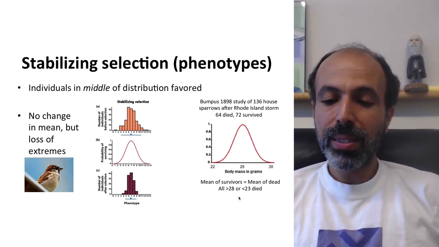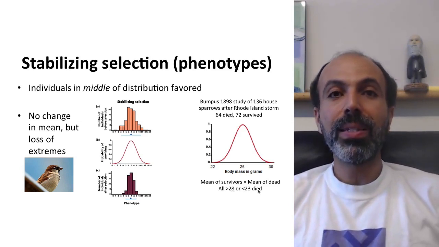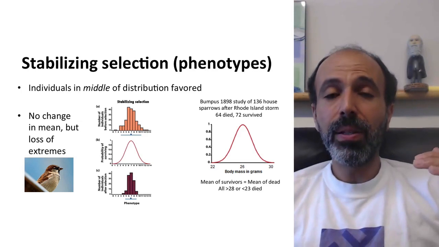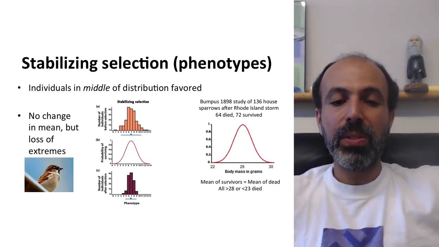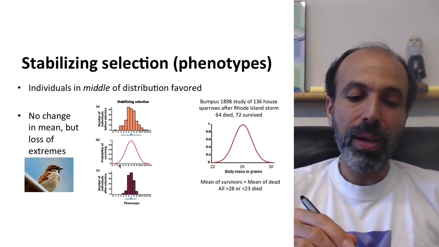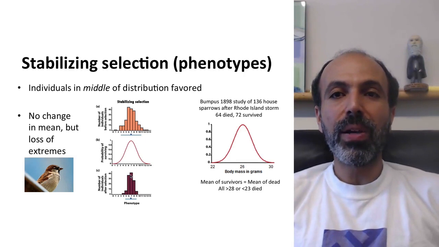In contrast, if you look at the extremes, all the ones that were more than 28 grams and all the ones that were less than 23 grams died. There were some that died that were intermediate, but all the ones with extreme values died, so they had a lower probability of survival. Whereas the ones with the intermediate traits were more likely to survive.